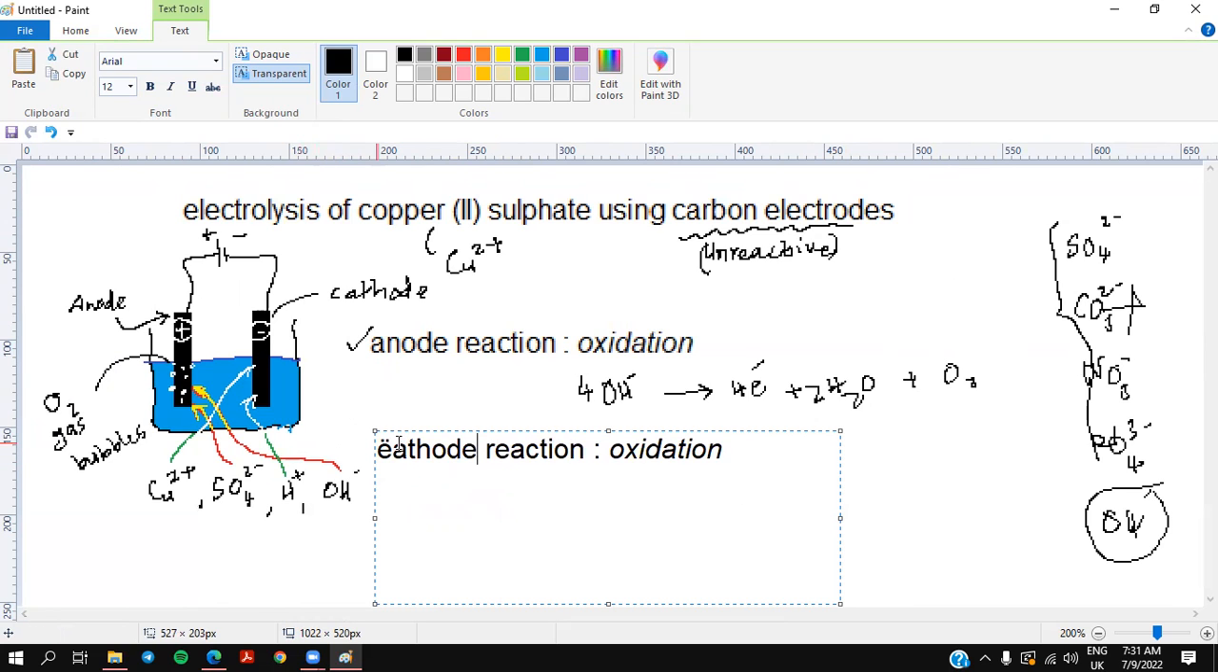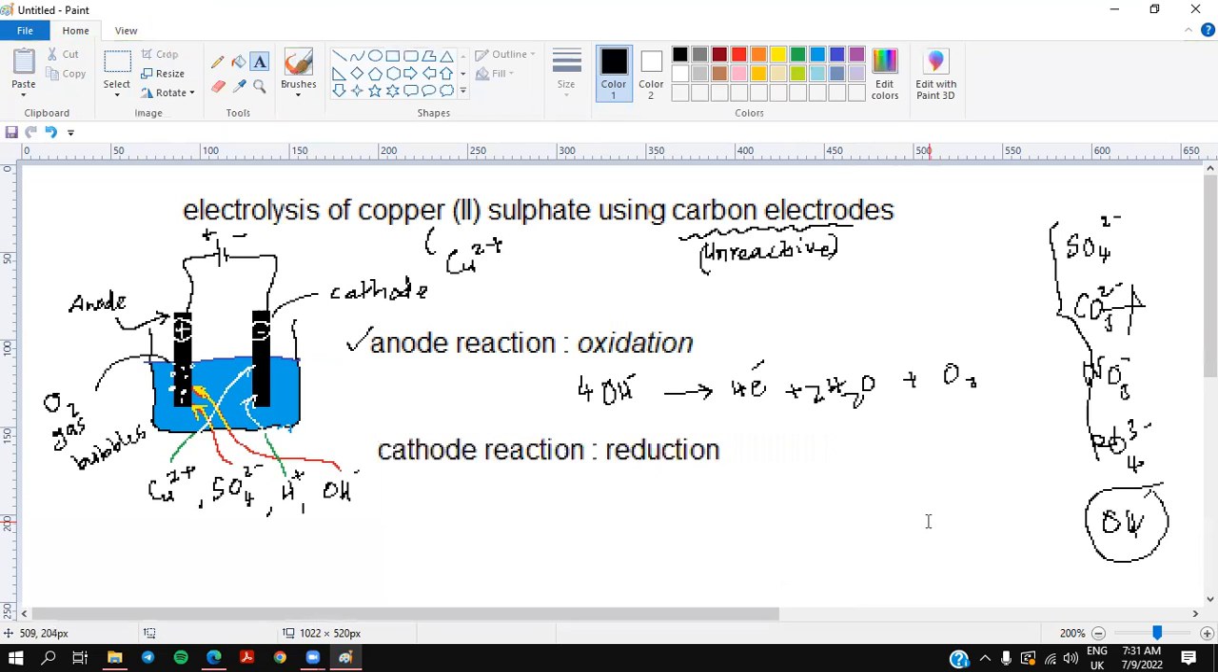Cathode reaction must not be oxidation, it must be reduction. Cathode reaction is a reduction reaction. For the cathode reaction, we have 2 types of ions. First one is copper 2+, the other one is hydrogen ions.